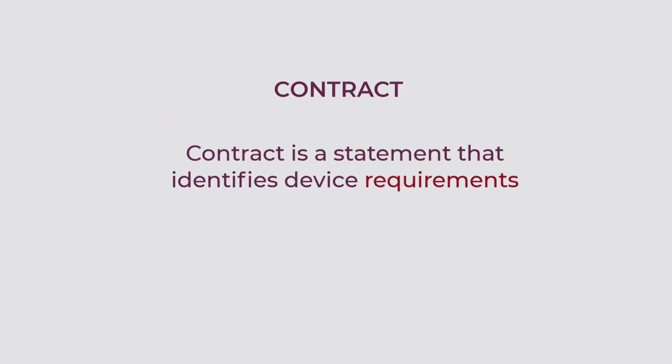What is a contract? Simply speaking, a contract is a statement that identifies the device's requirements. A contract consists of a requirements statement. In our context, the device is the catapult. The requirement for the operation and the function will be stated in the contract.